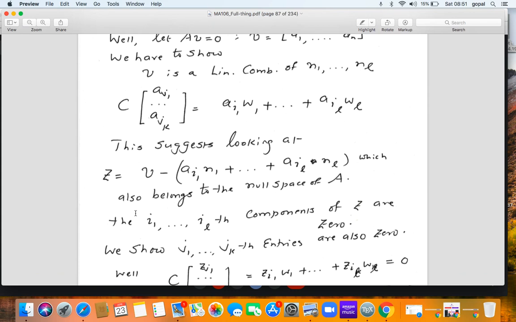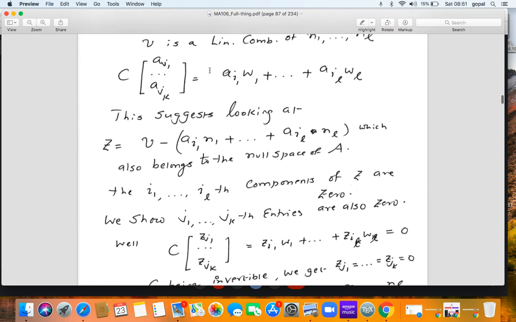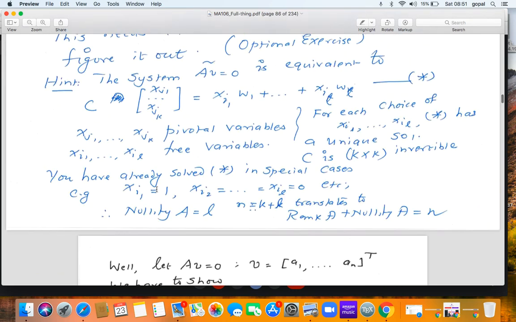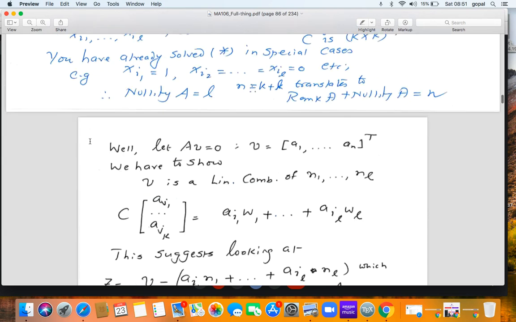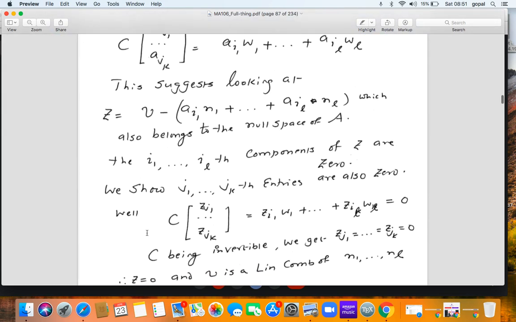Now we have to worry about the J1, J2, ..., JKth components of Z. Let us show that they are also 0. Z is in the null space. So what equation is Z going to solve? Star. So Z is also going to satisfy this equation star. Namely, C applied to (Zj1, Zj2, ..., Zjk) will be Zi1 W1 plus ... plus Zil WL. But Zi1 was 0, Zi2 was 0, Zil was 0.